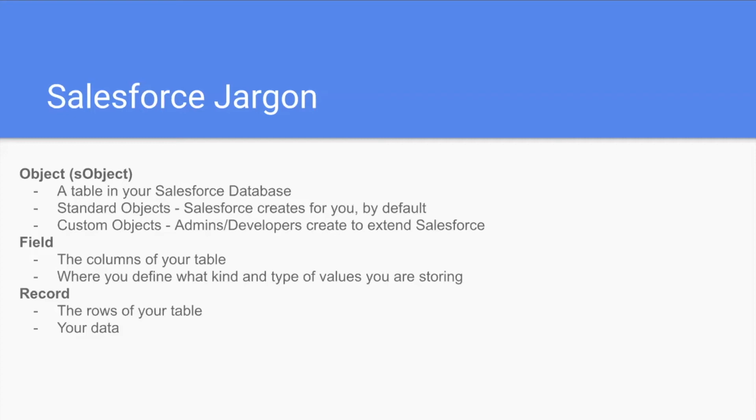The second type is a custom object, and these are ones that both admins or developers can create to extend the Salesforce platform to meet their use cases and needs. In these sObjects, you have fields, and the fields are the columns of your table. This is where, again, like columns, you define what kind and what type of data and values you want to be storing in your object. Then lastly, tying it back to rows, records are the rows of your table or your rows of your sObject. This is your real data.